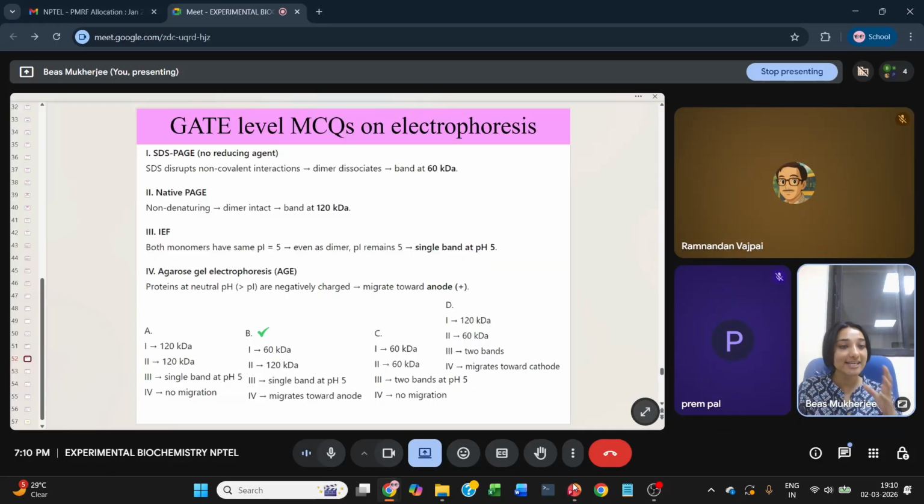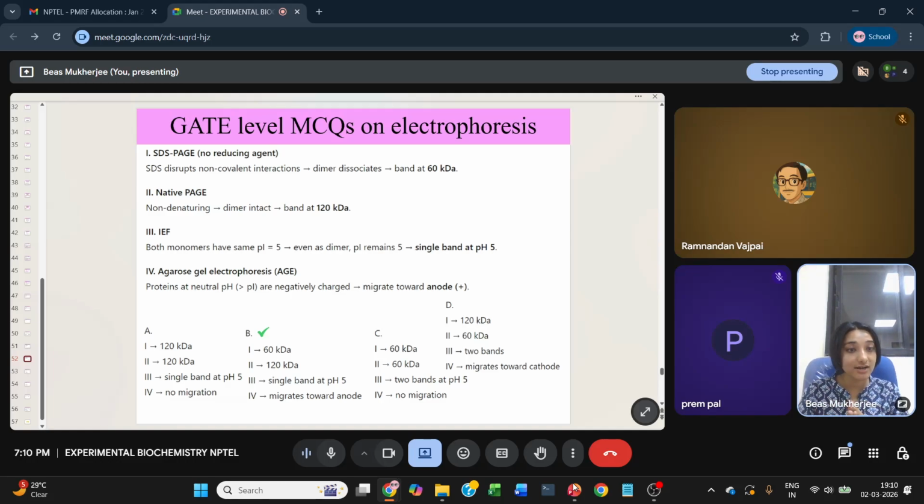Why? Because in SDS page there is no what is going to happen. I believe both bands will merge in and form a single band. Yes, that is correct. So both the bands will form one single band and the single band will be at 60. Right? And then in native page what is going to happen? The interaction is going to be retained. That is why it is going to be 120 kDa. Then what happens at isoelectric focusing? They are having same pi. They are the same protein. Once again, they will merge together at pH 5.